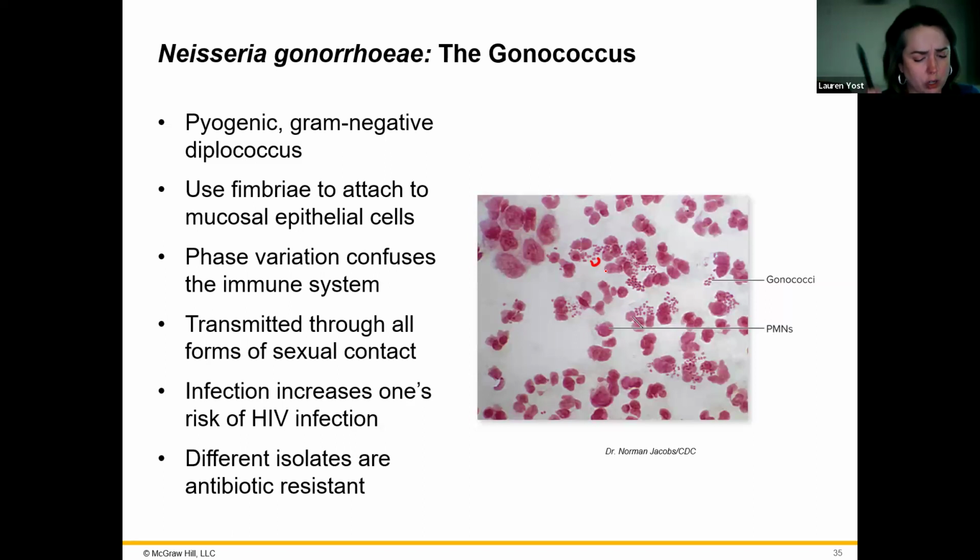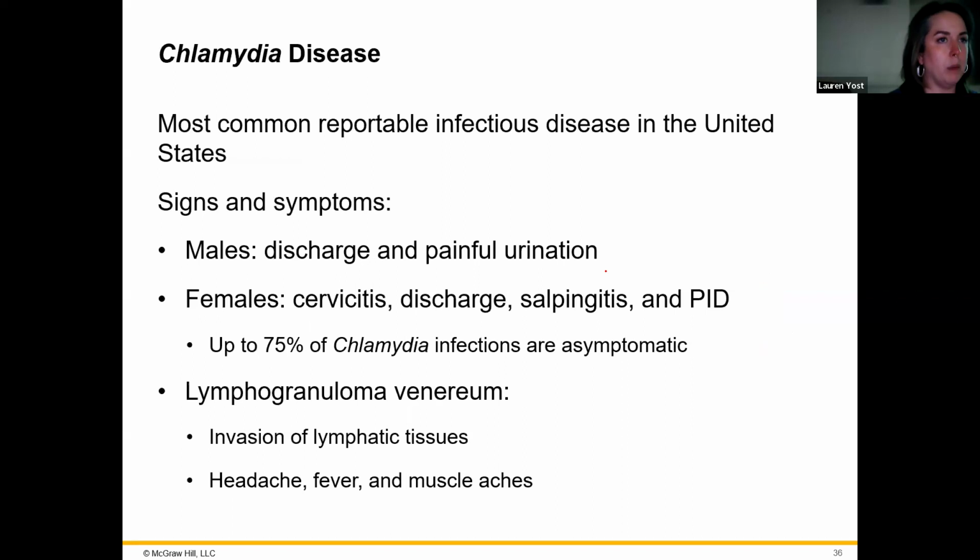The inflammation associated with gonorrhea is going to make you more susceptible to HIV. So let's say that anytime you have sexual contact with somebody, you have a 50% chance of getting HIV if they're HIV positive. Well, this is going to increase that significantly due to the inflammation in your body, making you more likely to get the virus in. So there are several isolates out there now that are completely antibiotic resistant. There are no antibiotics available anymore. So it's quite concerning.